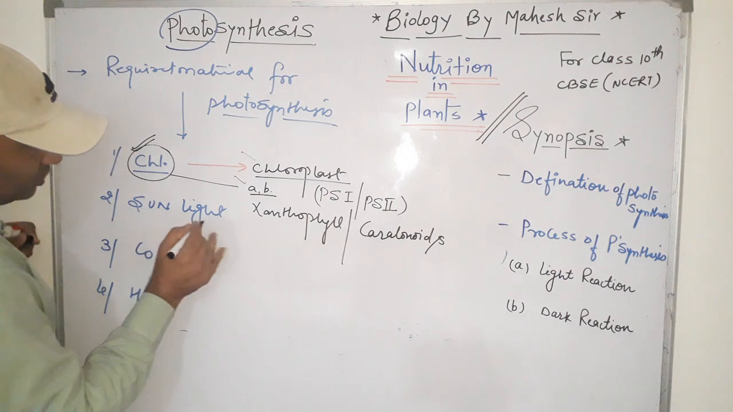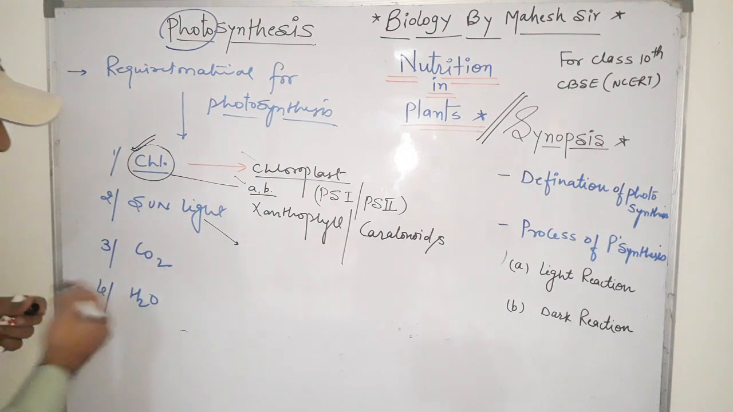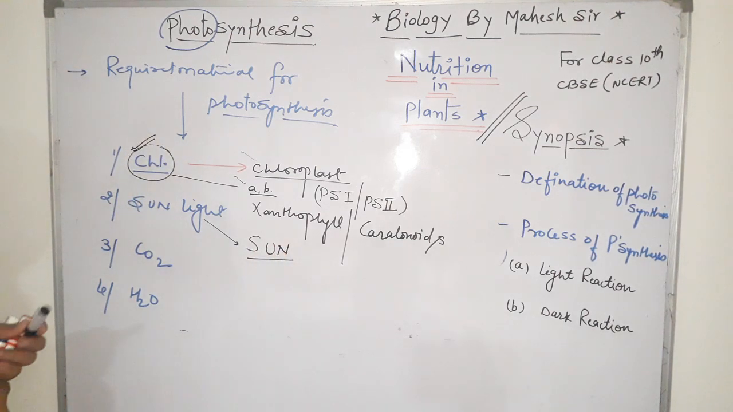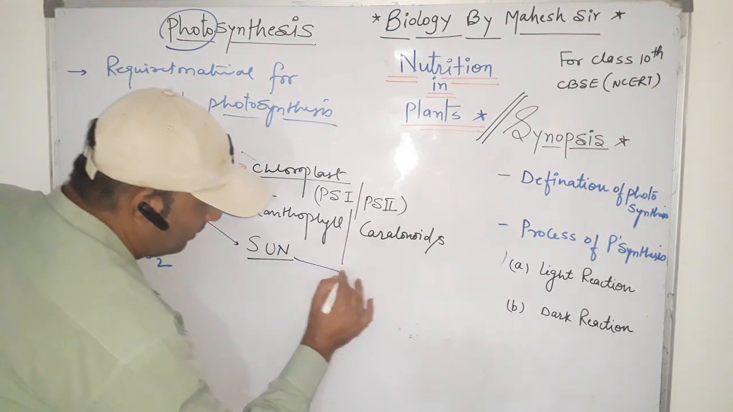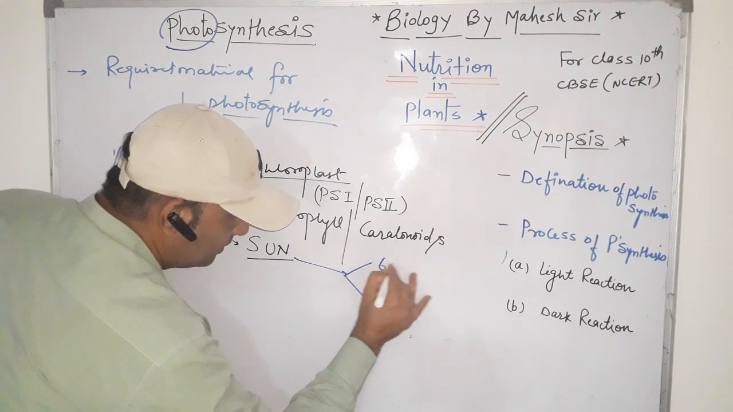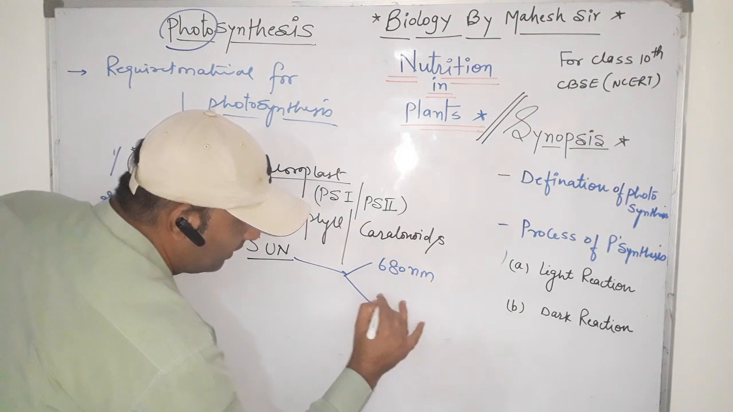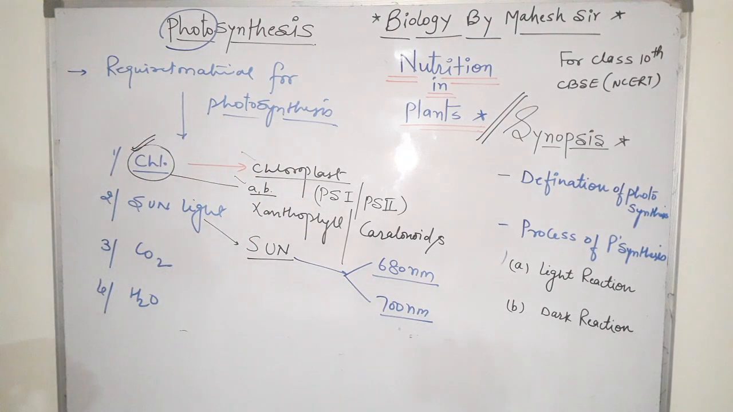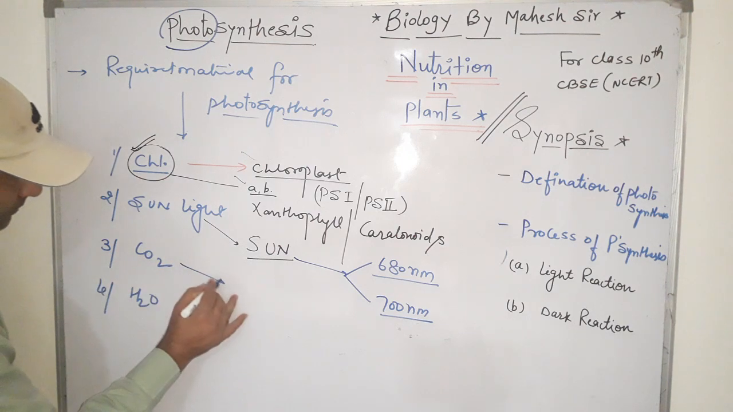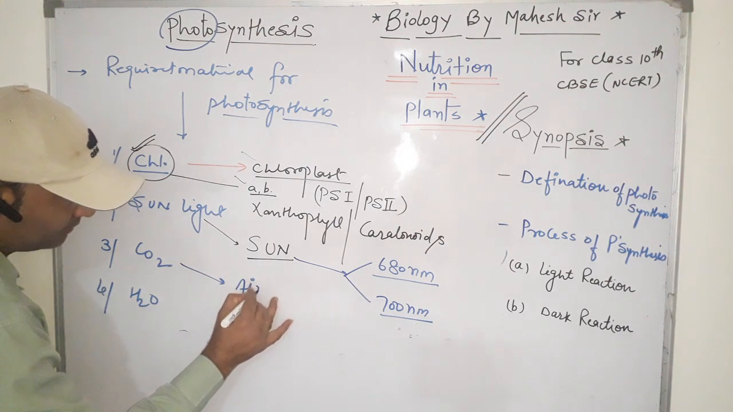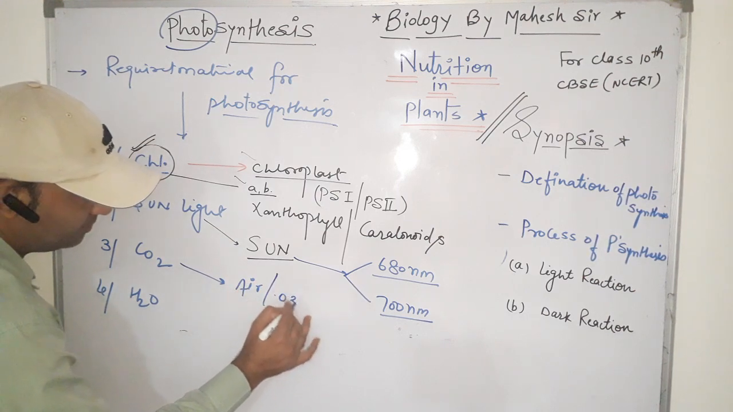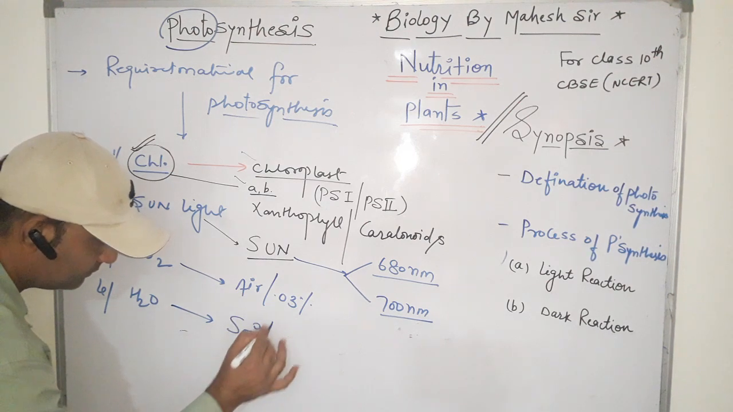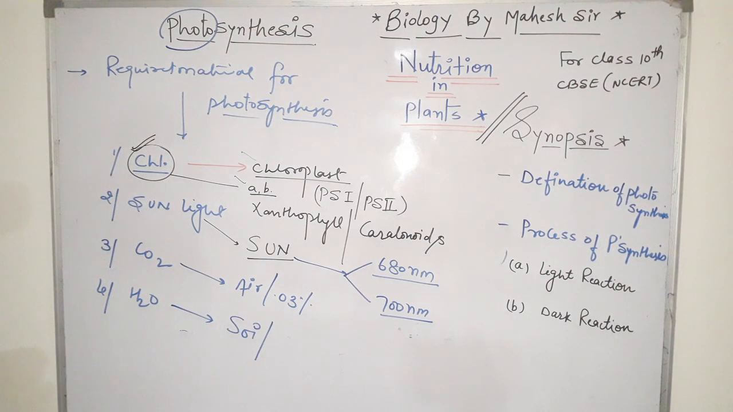Next is the solar radiation or sunlight. Solar radiation from the sun has two ranges of light: first is 680 nanometer and second is 700 nanometer solar radiation. CO2 comes from the environment, from air, where it is present at 0.03%, and H2O from water in the soil. So these are the sources or important points for photosynthesis.